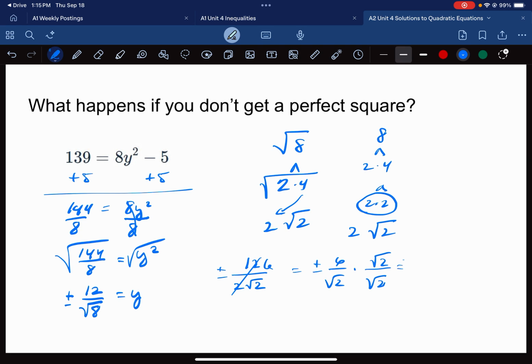So I get 6 times root 2 over root 2 times root 2, which is root 4, and now that root 4 is 2. So 6 root 2 over 2. And then 2 goes into 6 3 times, and so my final answer is a positive and a negative 3 root 2. That was a long way to go for an answer, wasn't it? So I don't know how much you remember about breaking down square roots, but I'll try and do some of these along the way to help you remember from Algebra 1. Okay?